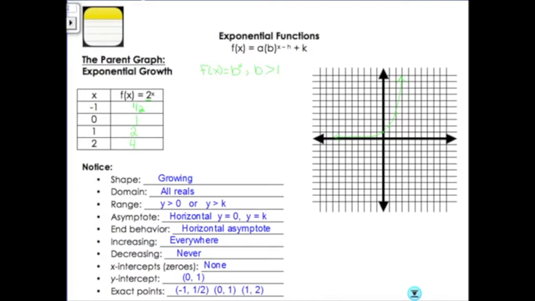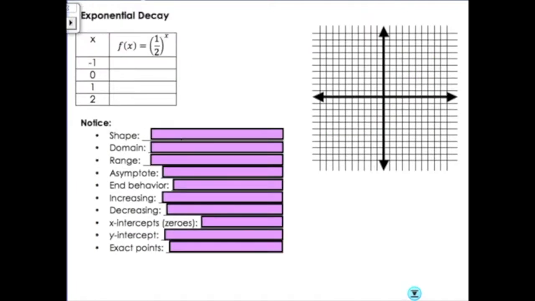Now let's move on and let's talk about exponential decay. Now, exponential decay is defined by f of x is equal to b to the x when b is between 0 and 1. Now, this is important. Exponential decay is when b is between 0 and 1. We can tell that our function right here on our table is an exponential decay function since 1/2 is between 0 and 1.